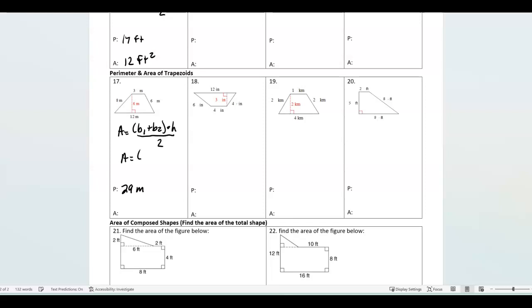So let's plug in. Our first base is 12. Our second base is this top number, 3. So those are our 2 bases. 12 plus 3, times our height, 6, and divide everything by 2. So 15 times 6, and then divided by 2. That gives us 45, remember, meters squared. All right, you've got the rest.